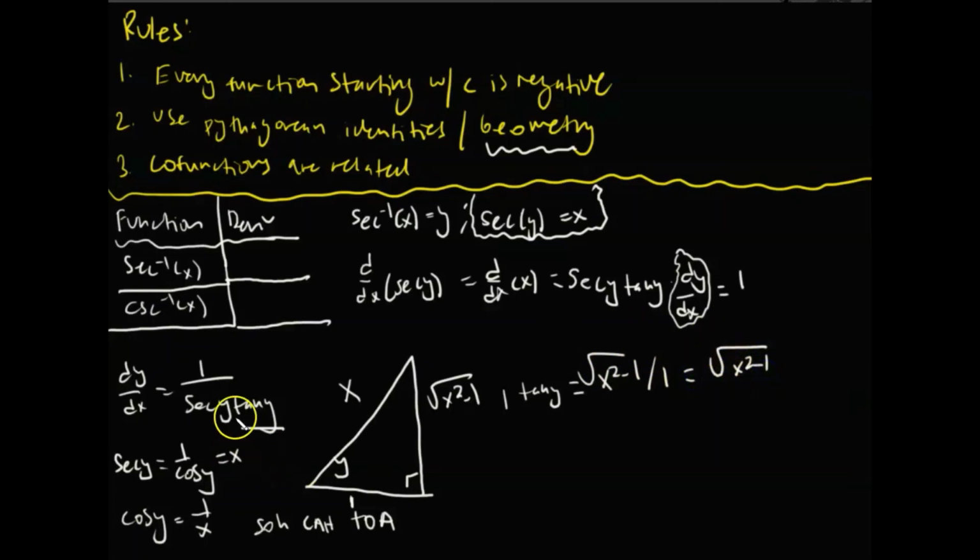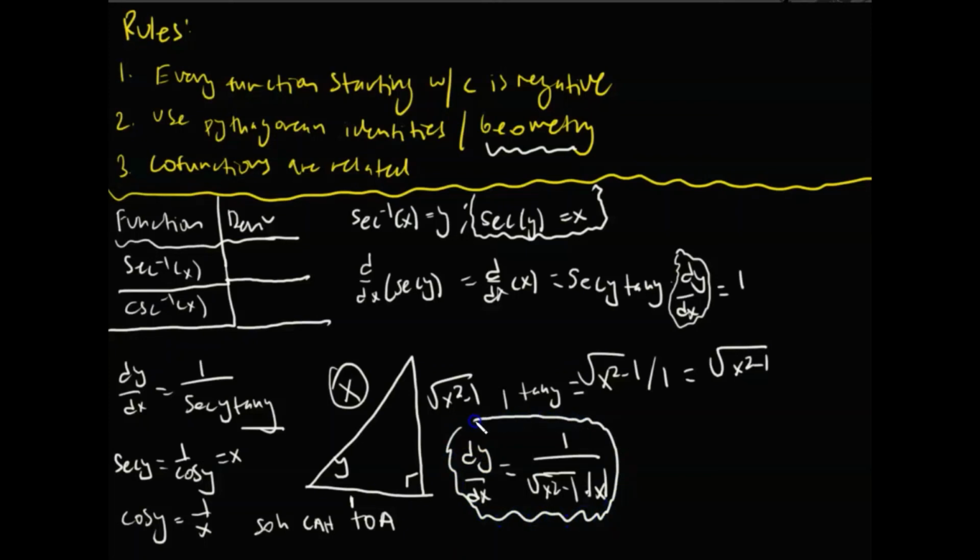So now we have everything in this field. Secant y, that's just x, and tangent y is square root of x squared minus 1. So dy dx equals 1 over, don't forget that, square root of x squared minus 1 times x. But mind you, can x be negative in this case if it's the length of a triangle? No, it can't be. So we put some absolute value bars over it. And that is our derivative. Look how beautiful math is.